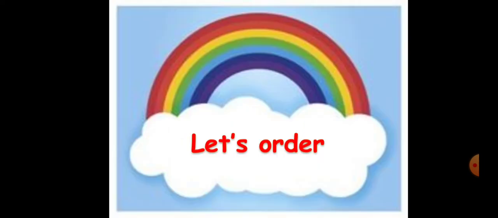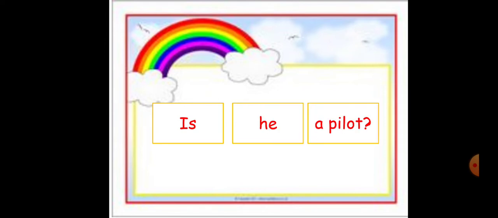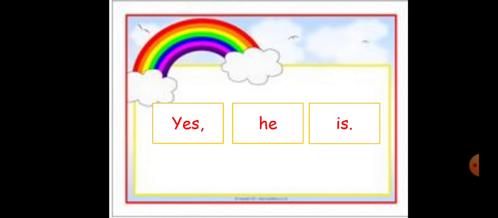Now, let's order. We want to order these words. A pilot, he is. Here we have a question. So, we start the question with is. Excellent. So, what is the second word? He, a pilot. Well done. So we have, is he a pilot? How can we order the answer? So we start the answer with, yes, he is. Well done.